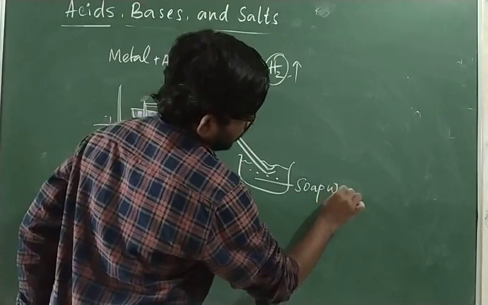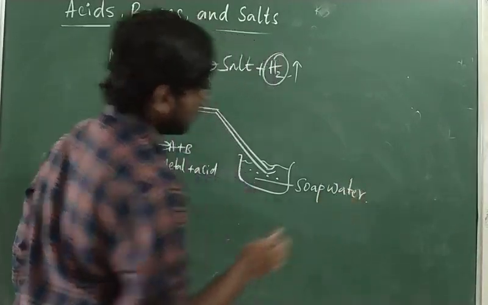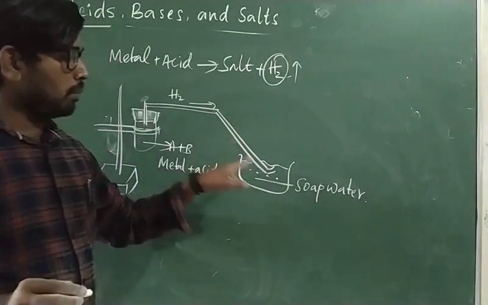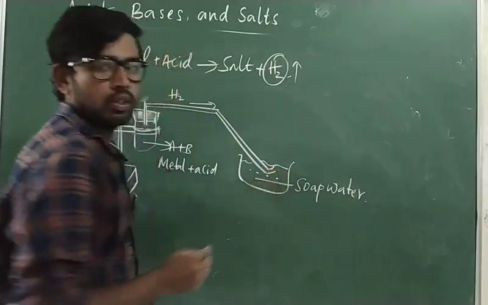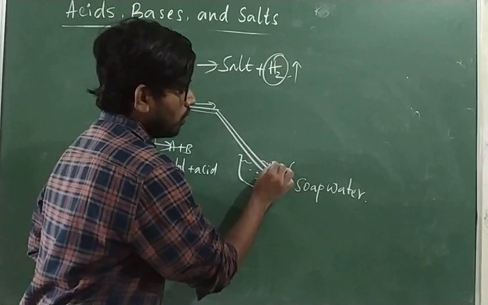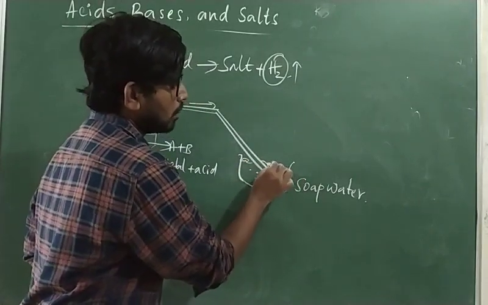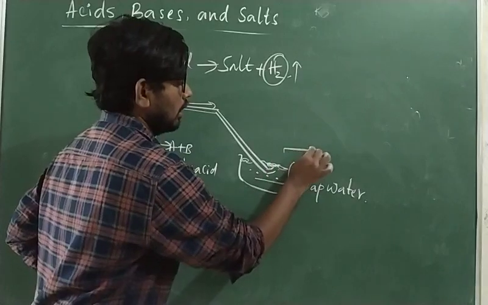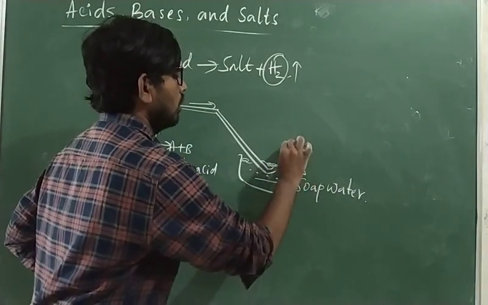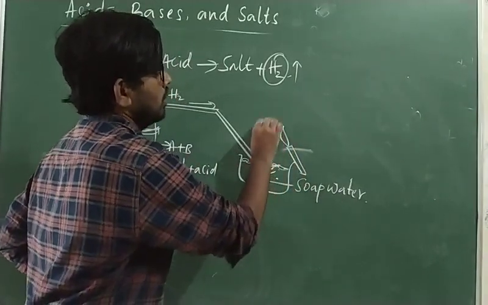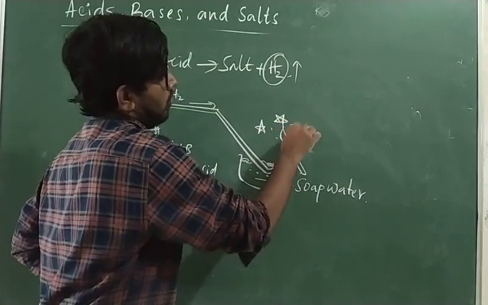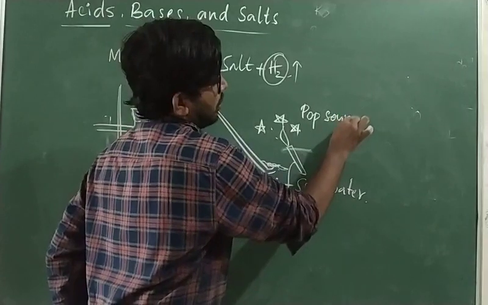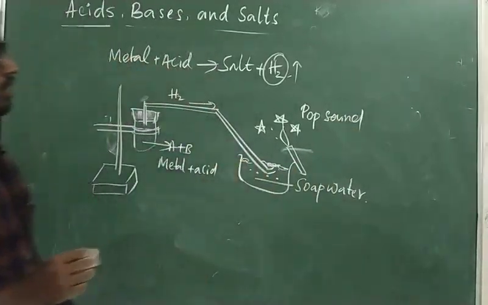Soap water. Why do we have to take soap water here? Here hydrogen gas will come through this pipe and it is going to come out in the form of bubbles. This soap water will form the foam which can trap the gas here. And if you take the candle for this one here, we will get a pop sound. Which sound will we get? We will get a pop sound. This pop sound indicates the confirmation of hydrogen gas.